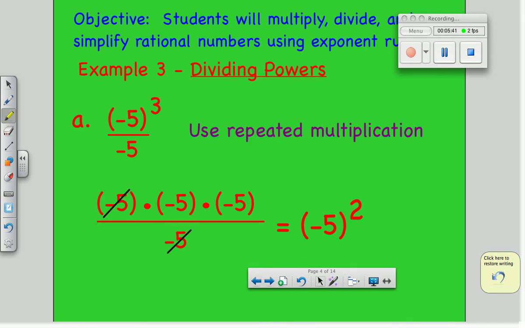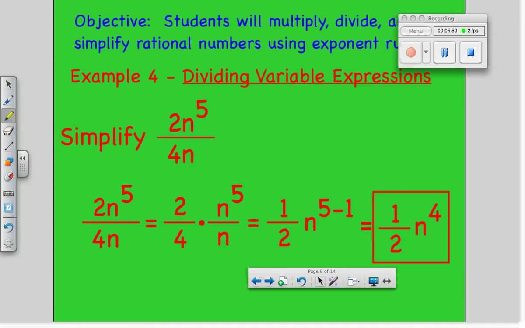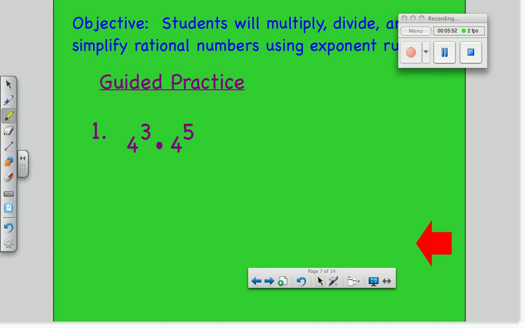Next, example 3, dividing. Actually, I'm going to do this another day. I don't want to do dividing yet. So we'll just do the multiplication only. Okay? So let's go to the guided practice here with the multiplication only.